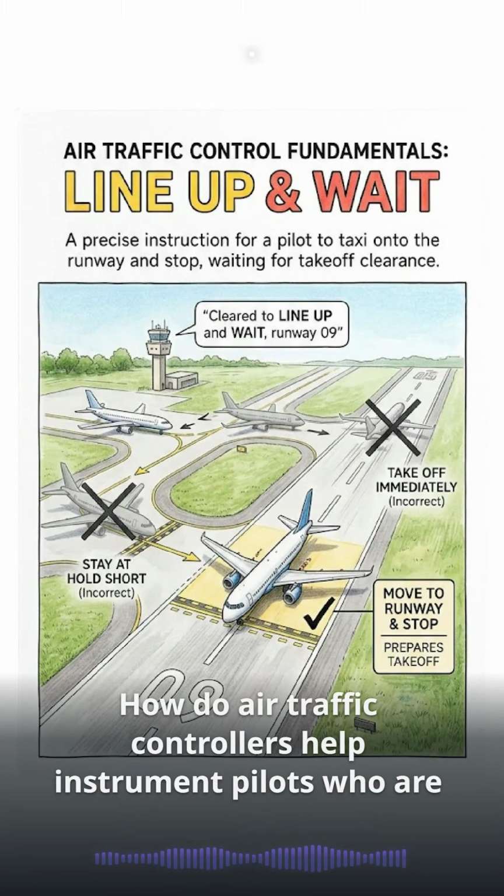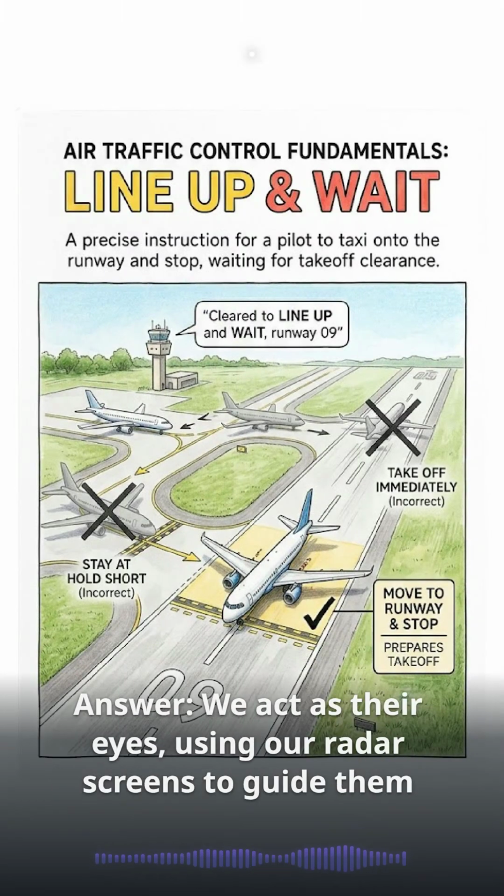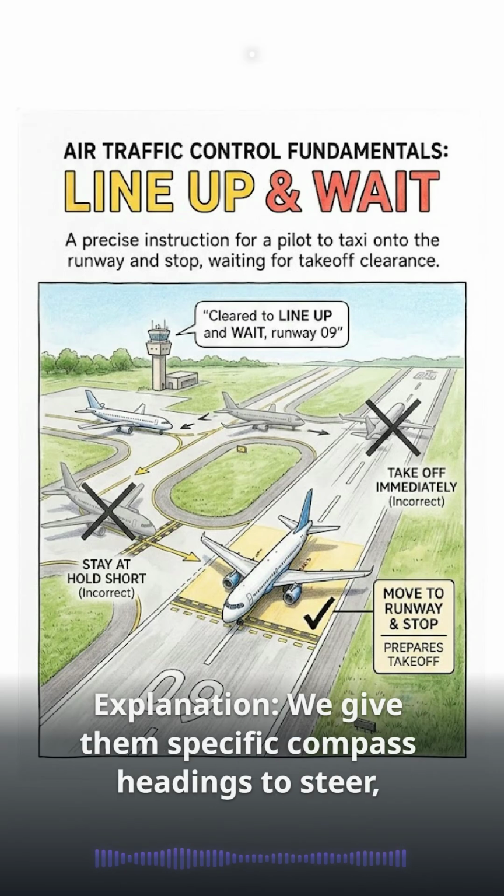63. How do air traffic controllers help instrument pilots who are flying blindly in the thick clouds? We act as their eyes, using our radar screens to guide them safely around dangerous obstacles. We give them specific compass headings to steer, keeping them far away from other flying airplanes.